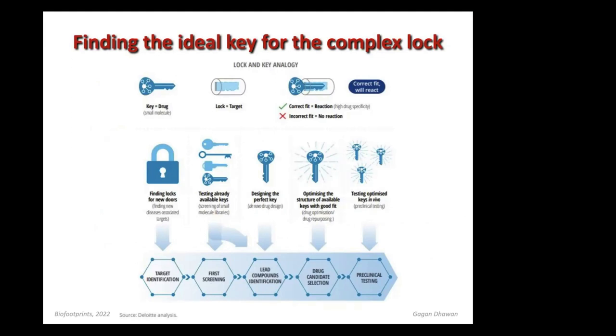Very, very important. That means you have to identify new diseases and their associated targets. And then you have to test the already available keys for that particular lock. That means you have to check the already available drugs. You have to screen these molecules virtually, or you can do wet lab screening also. Then you have to design the perfect key. You have to identify the lead and then optimize that lead.